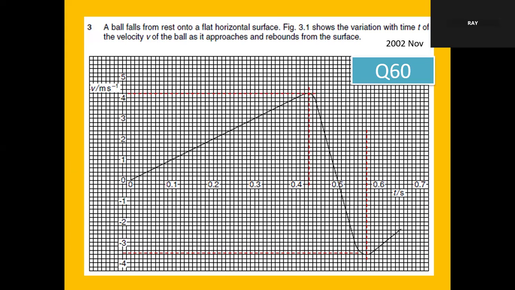A ball falls from rest on a flat surface. Figure 3.1 shows the variation with time t of the velocity of the ball as it approaches and rebounds from the surface. You must understand this one: it dropped the ball, it reached the flat horizontal surface, and then the ball is being squeezed completely, and then it regains its shape back, and then it is moving up, right? It's coming down, it's moving up.